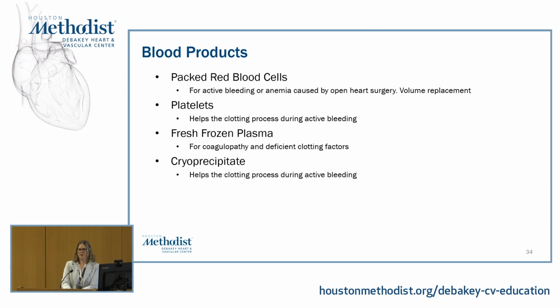Blood products, we talked a little bit about this earlier. We have packed red blood cells, platelets, fresh frozen plasma, and cryoprecipitate. Packed red blood cells should be given for active bleeding or anemia caused by open heart surgery. It's typically used for volume replacement. Platelets help the clotting process during active bleeding, and so you'll see these given when your clotting factors are off. FFP for coagulopathy and deficient clotting factors, and cryoprecipitate helps the clotting process during active bleeding.